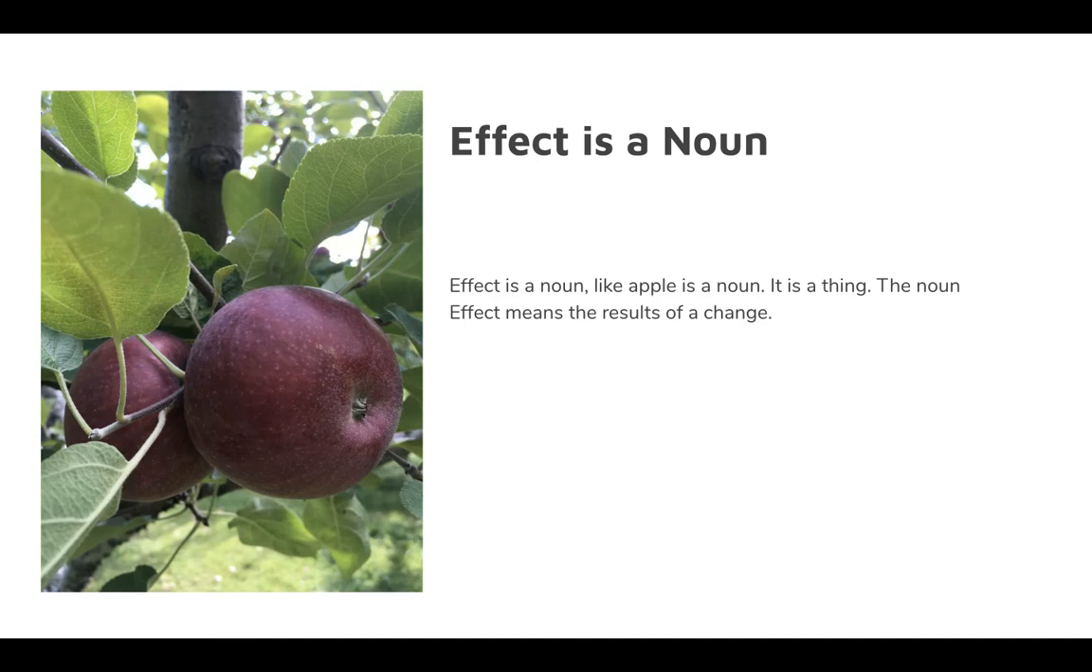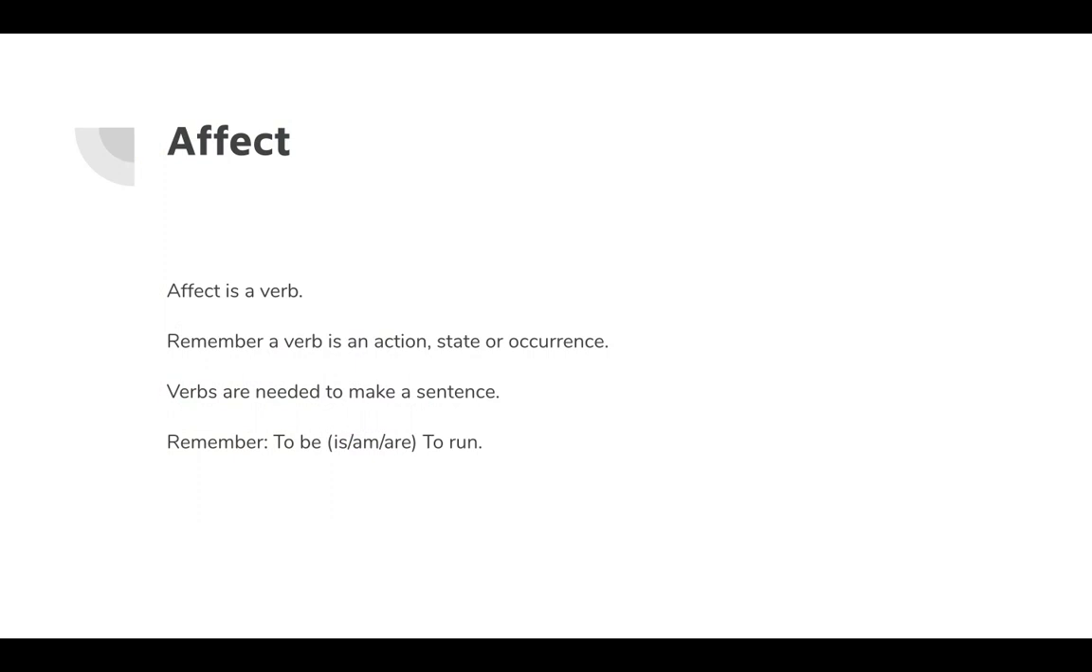So the effect of the apple falling from the tree is that it was bruised. Affect is a verb. So a verb is an action, state, or occurrence, as you'll recall. We need verbs to make a sentence.